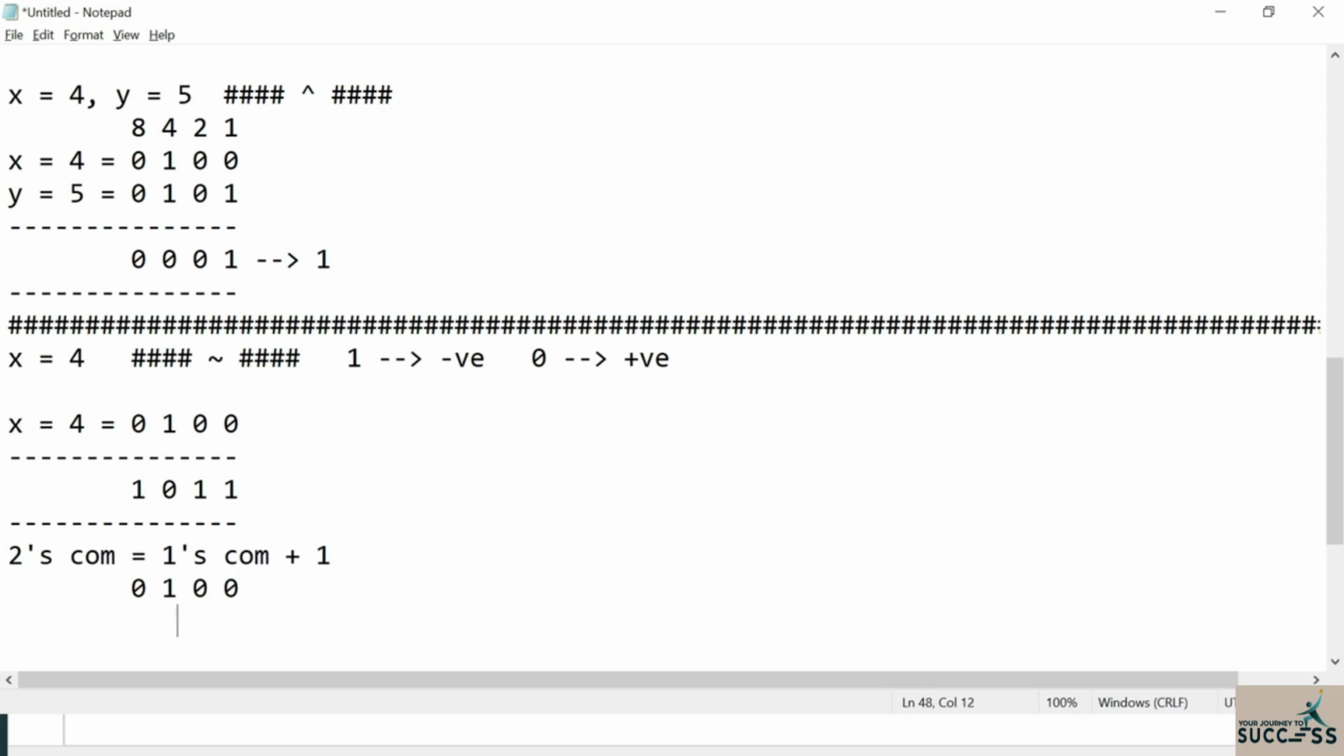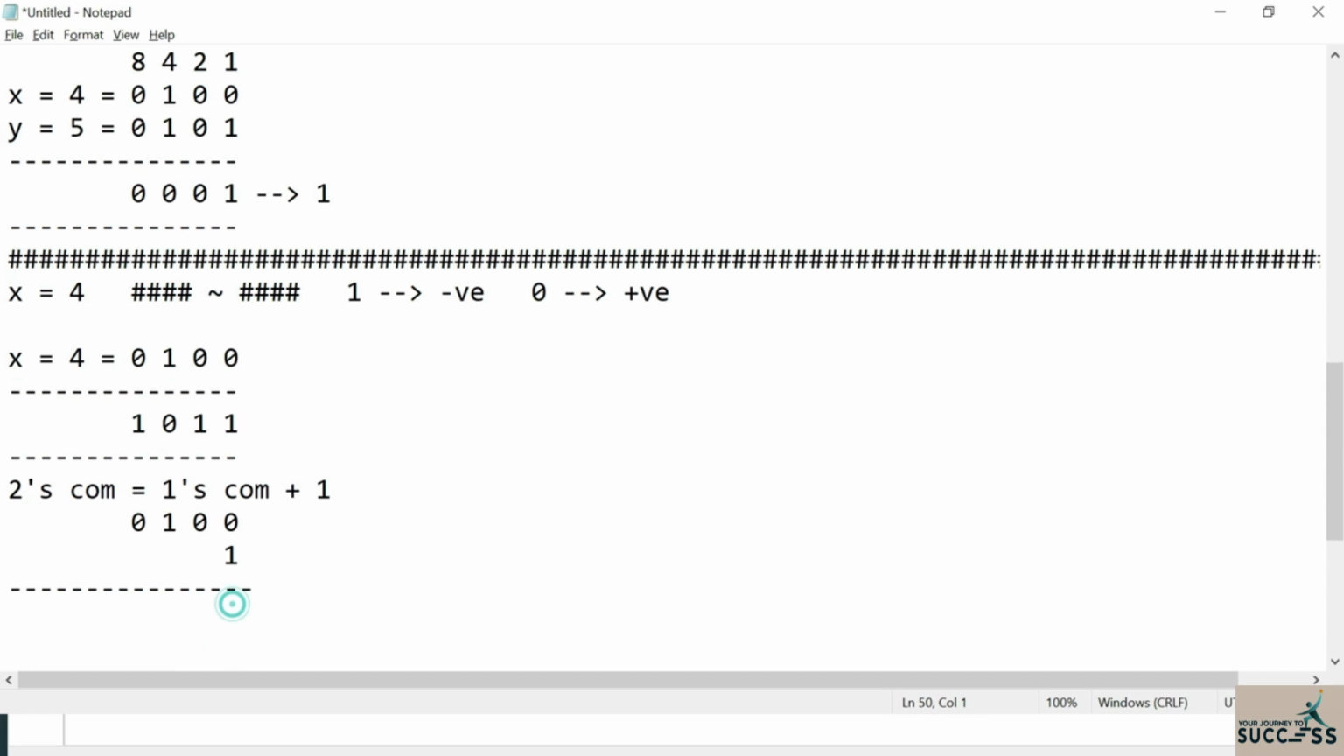For this we need to add 1. So if we add 1 to this, what happens? 0 plus 1 will be 1, 0 will be 0 only, 1 will be 1 only, and 0 will be 0 only. So in this case the value is 0 1 0 1.